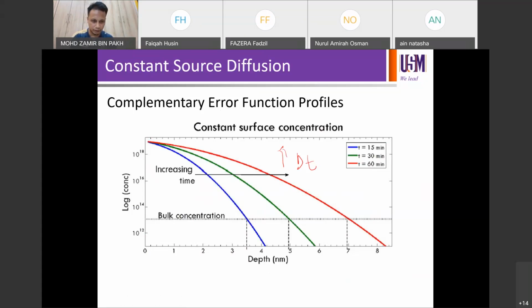And your junction depth will be given by this. For example, in this case, if you look at the 15 minutes process, your junction depth is about 3.5 micron. Right? Xj is 3.5 micron. For this one it is 5 micron, then 7 micron, but we don't usually go that deep, right?